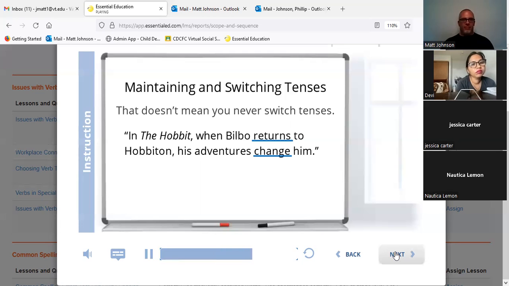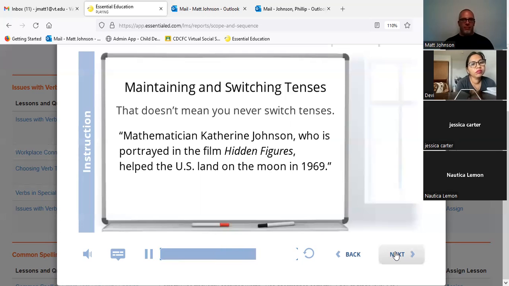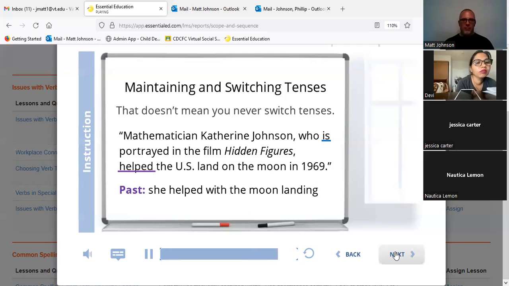Here's another example. Mathematician Kathleen Johnson, who was portrayed in the film Hidden Figures, helped the U.S. land on the moon in 1969. See how the sentence changes tenses? It says she is in the film Hidden Figures, but she helped the U.S. land on the moon. This switch in tenses shows two different times. In the past, in 1969, she helped with the moon landing, but in the present, she is a character in a movie. Just like with a book, you'd normally talk about a movie's plot in the present tense.